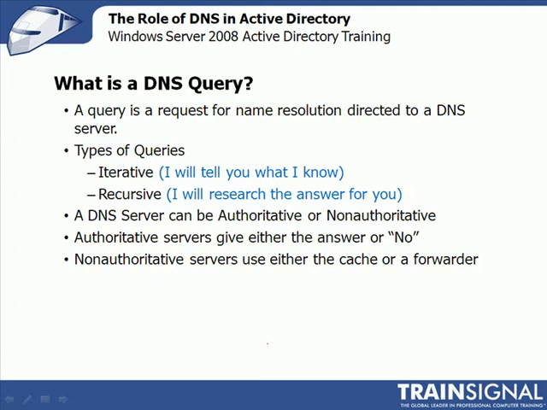But first, let me explain that a DNS server can be known as what's authoritative or non-authoritative for a particular area of DNS namespace. An authoritative server, so a server that is authoritative over a certain DNS namespace, can either give the answer that is needed or an authoritative no.